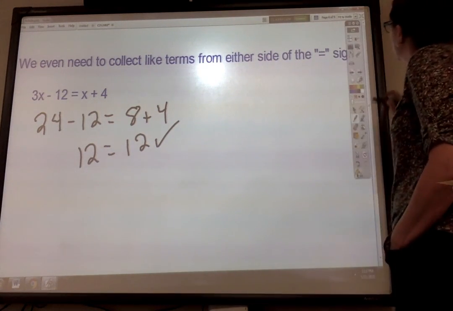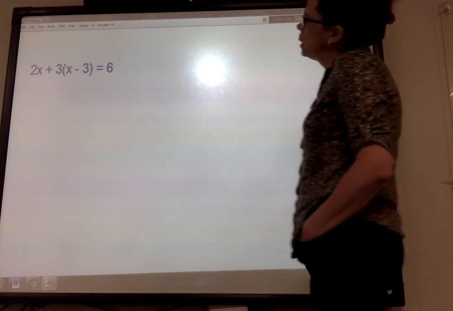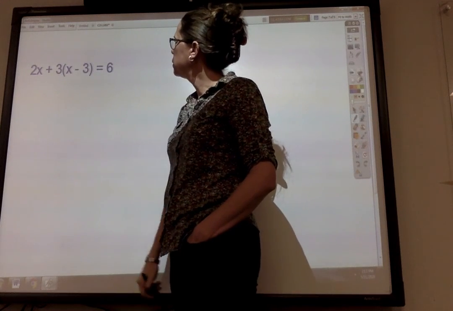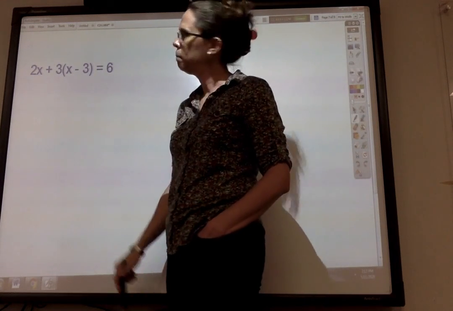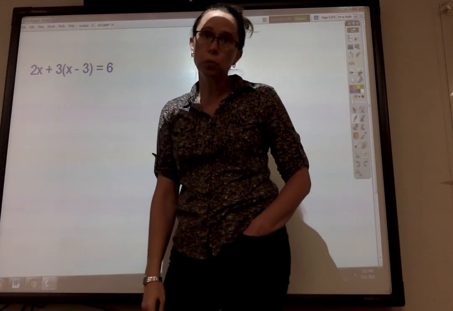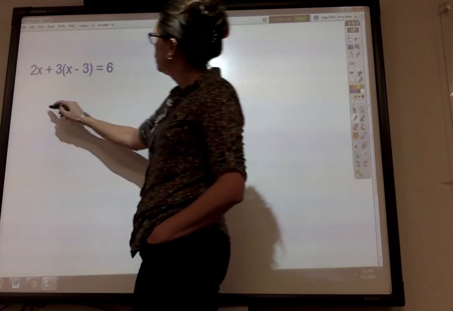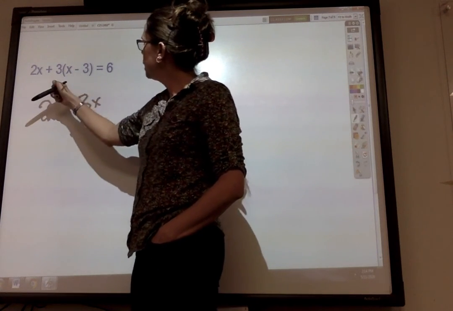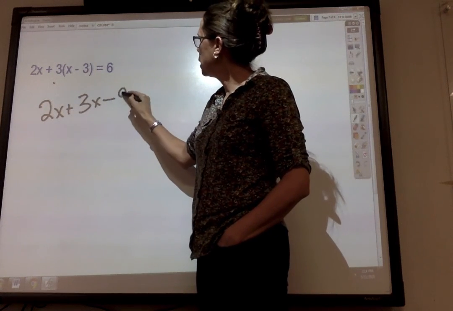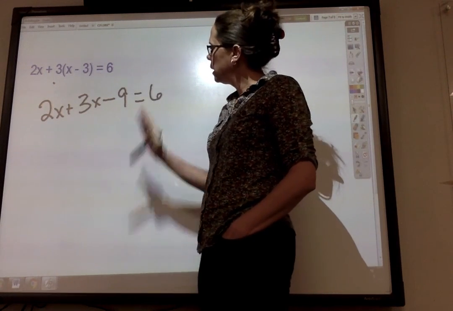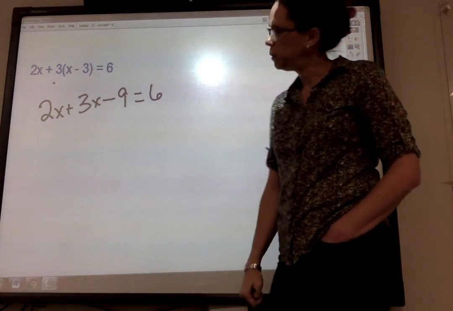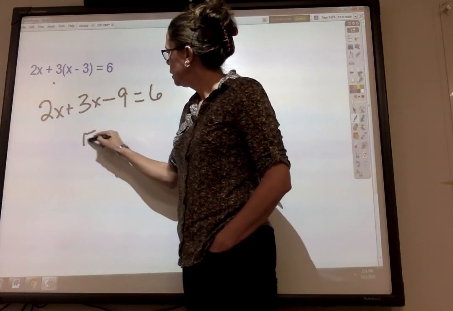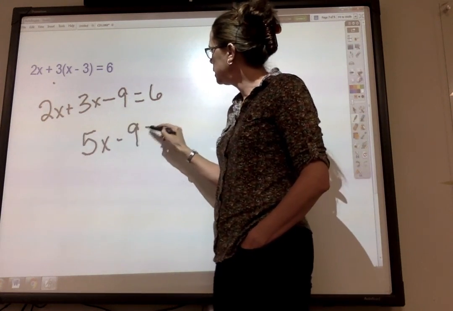Okay, one more. Let's try this. 2x plus 3 times x minus 3 is equal to 6. Okay? So you can see here that we've got to do some distribution first. So I'm going to just rewrite my 2x plus 3 times x is 3x. Positive 3 times negative 3 is negative 9 is equal to 6. Now I'm going to look on the left side of my equal sign. Is there anything to combine? Yeah. I have a 2x and a 3x I can combine. That makes 5 x's minus 9 is equal to 6.